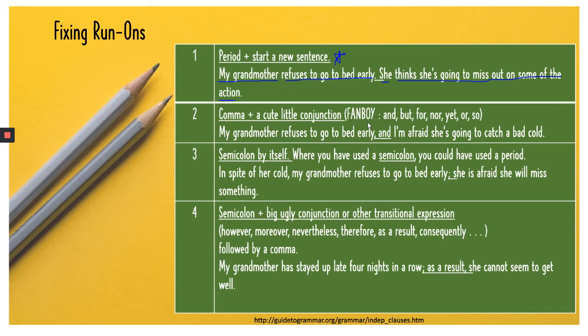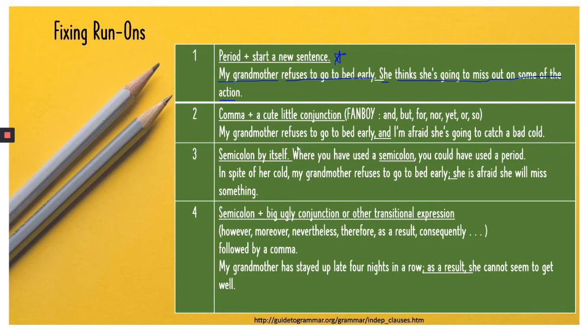And we had just talked about this, where we said that commas aren't strong enough, so you have to give them a little help. So you need to add a FANBOY. So here's my sentence with an example. My grandmother refuses to go to bed early, comma, and I'm afraid she's going to catch a bad cold.